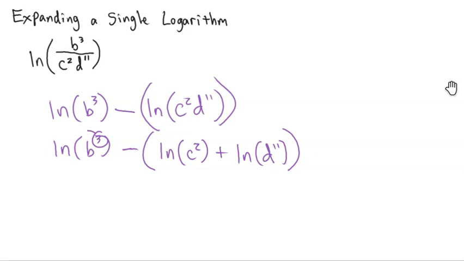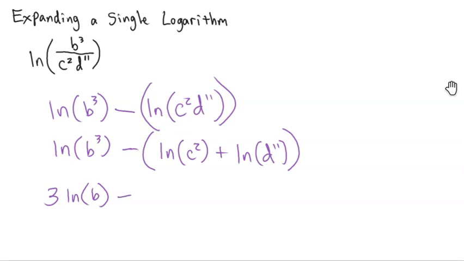We're going to take these exponents and move them to the front of the logarithm. So this is going to become 3 natural log of b, and this is what we want. We want to have the natural log of just the letter. We don't want anything with it, and we don't want it with other things either.